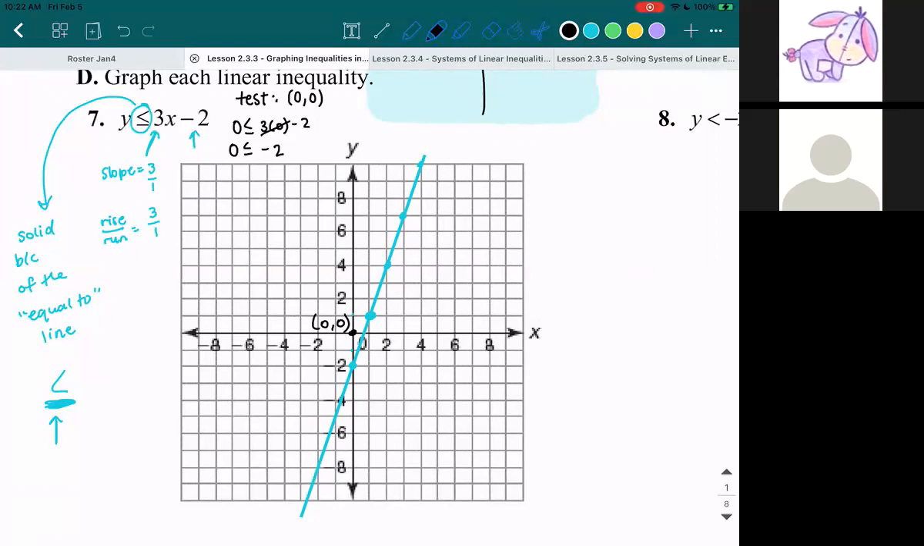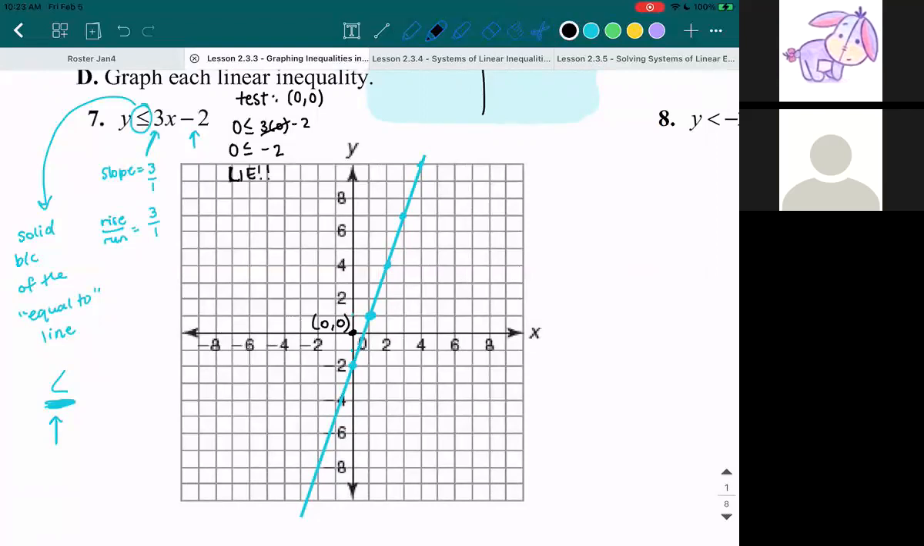Is that true? Is 0 less than negative 2? Think about it for a little bit. No, 0 is not less than negative 2. I would rather be having $0 just be plain broke than owe somebody $2. Okay, so 0 is greater than negative 2. This is a lie.